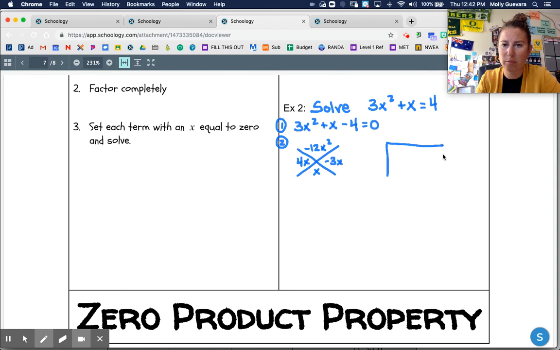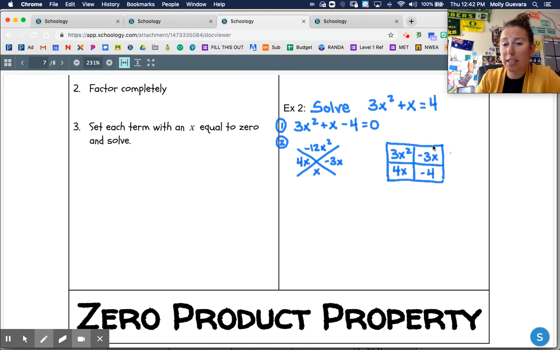Once I have those numbers, I'm going to make my box. My 3x squared goes in the top left and my negative 4 goes diagonally from it. And then I'm just going to fill in the other two squares with those two numbers that I found. So I'm going to put my negative 3x here and my 4x here. But it doesn't matter. You can put your 4x here and your negative 3x here.